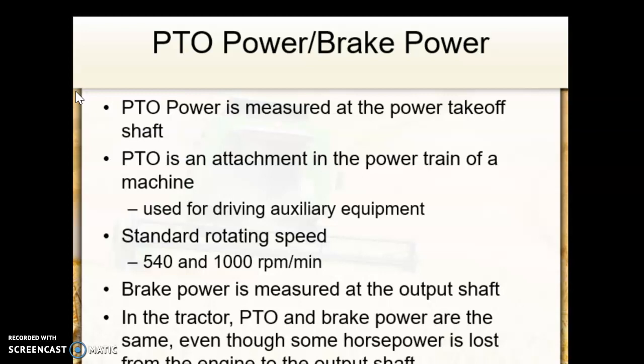Obviously, when we think about how we take that power generated in the engine and translate it to the ground, we think about the power going through a transmission and going through different gearing and turning the wheels of the tractor. Well, another way in which we utilize that power is the turning of the power takeoff shaft. And the idea of the power takeoff shaft is that it's used for driving auxiliary equipment.